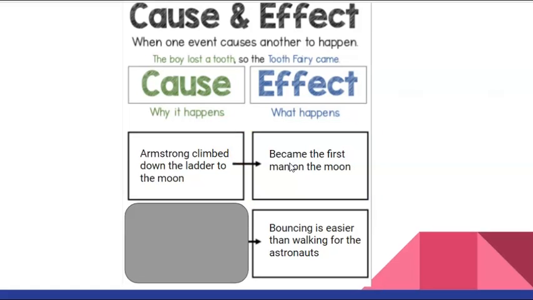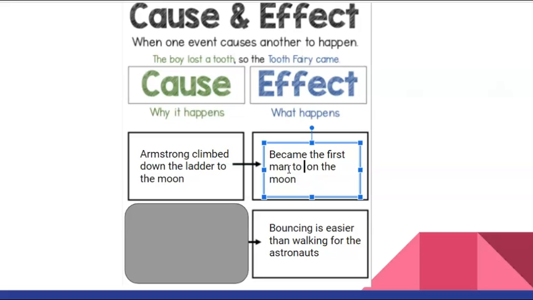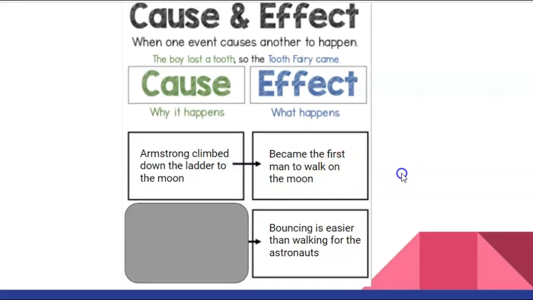Okay, let's see if you got it right. He became the first man on the moon to ever walk on the moon, is what I should say. He became the first man to walk on the moon. So, because Armstrong climbed down the ladder to the moon, he became the first man to walk on the moon. Good job, first grade. Let's try our next example.